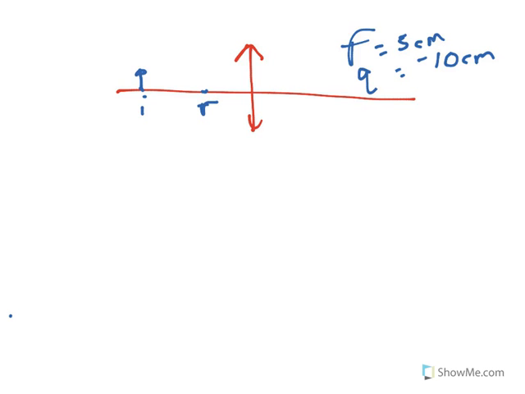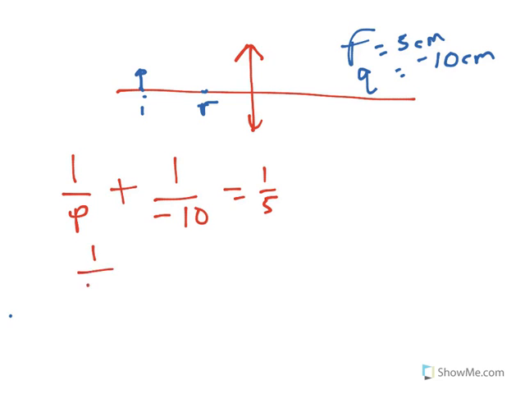Remember that since it's a lens, if it forms on the same side of the lens as the object, which is somewhere along in here, we just don't know where yet, we have to make it negative. So that's the reason Q is negative there. All right, so what we're going to do is plug this in, 1 over P plus 1 over Q, 1 over negative 10, equals 1 over 5.